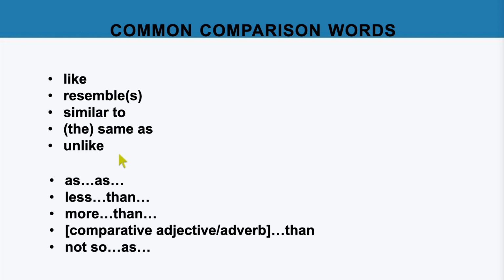Sometimes you've got more than one word. You've got words that go together, like as, she's as tall as, or less than, more than. Or you might have your comparative adjective or adverb, than, so taller than, quicker than. And then finally, not so as. These topics might show up on your SAT or ACT.